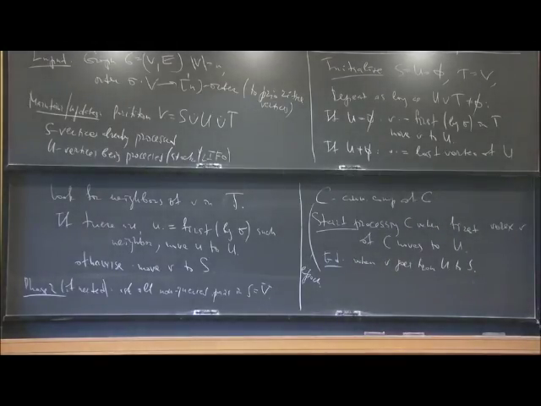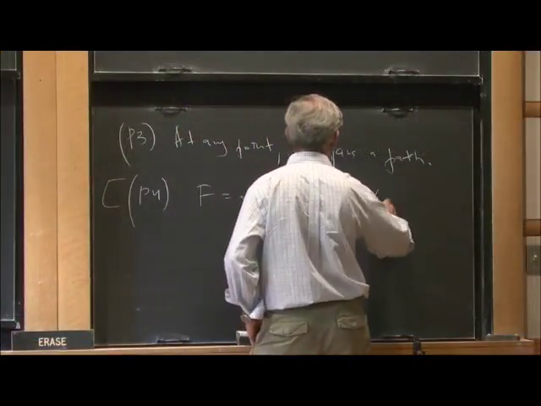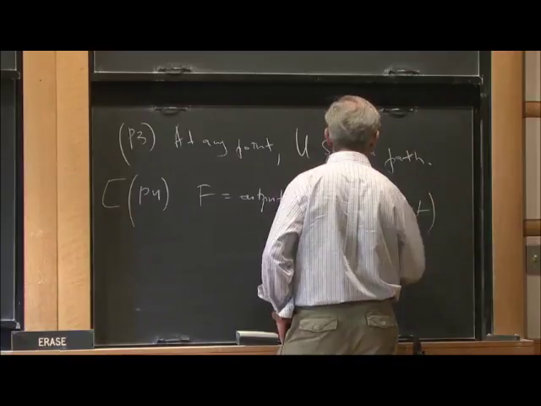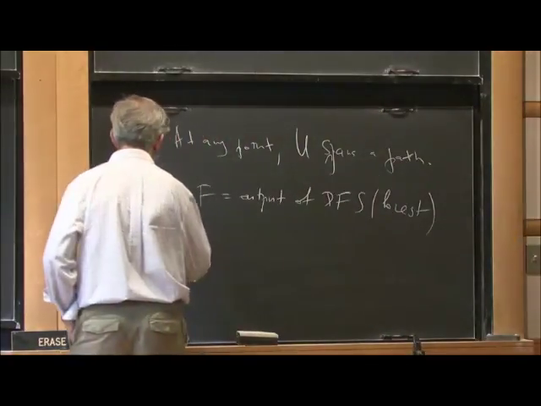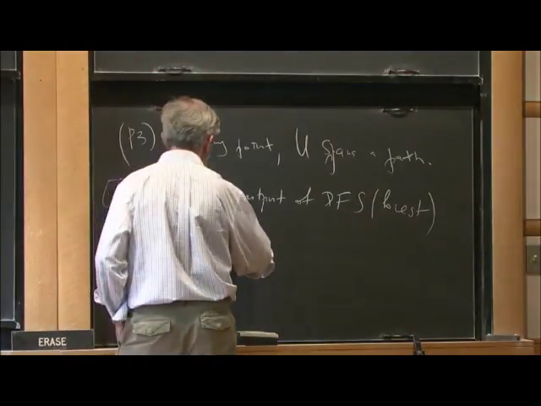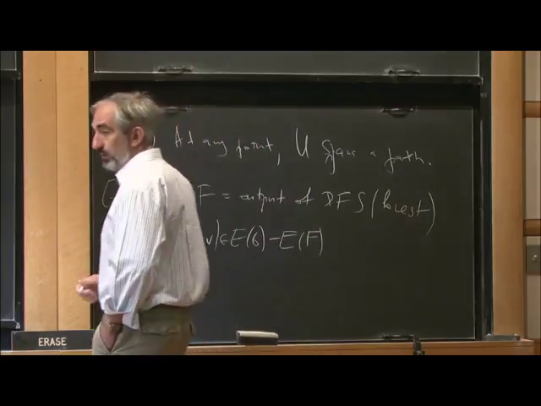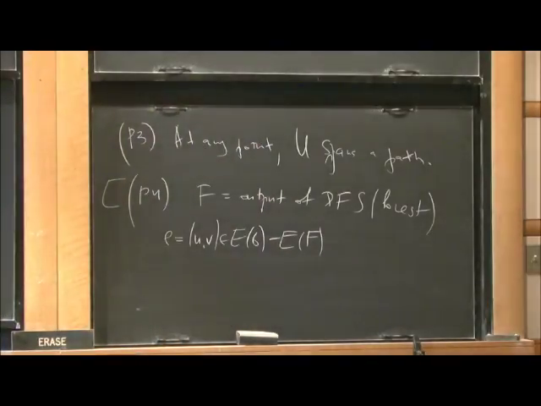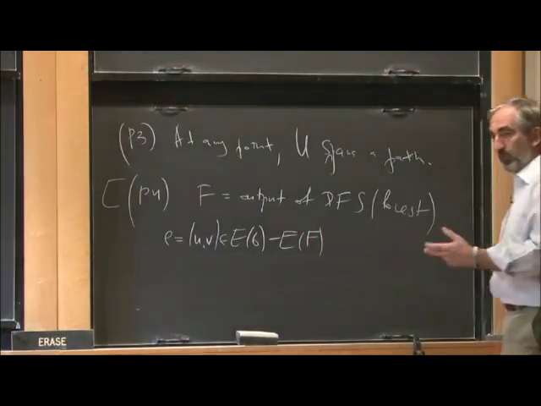If F is an output of DFS, which is a forest, in case a graph is connected, it will be a tree. Then what you get is, suppose you have an edge E, which is an edge between U and V, which is an edge of our graph G, but not an edge of the final forest. There will be such edges. If your graph has cycles, some of the edges will be left outside. Now, what can we say about such an edge? So we won't see it in F. So where do we see it?